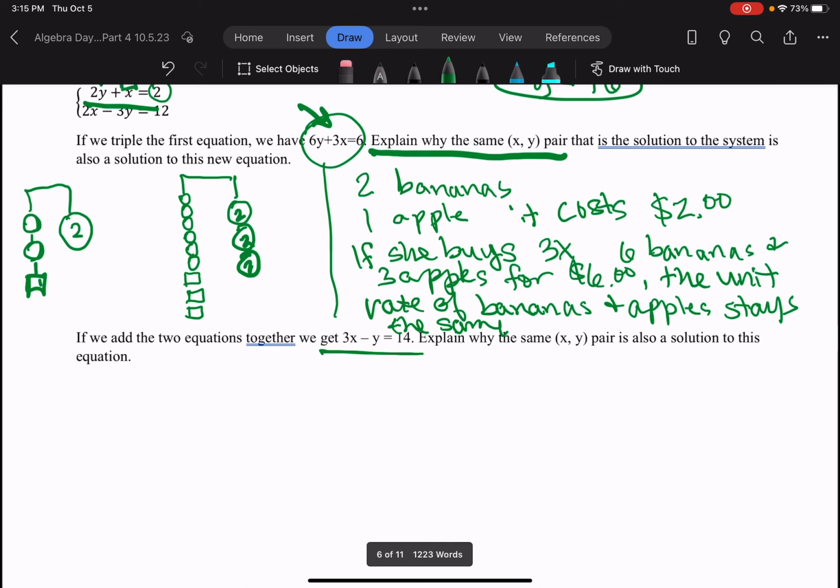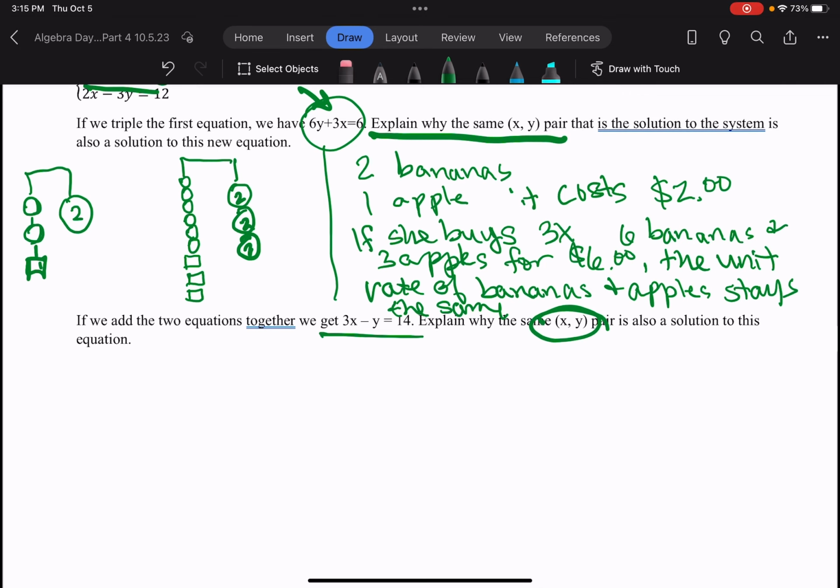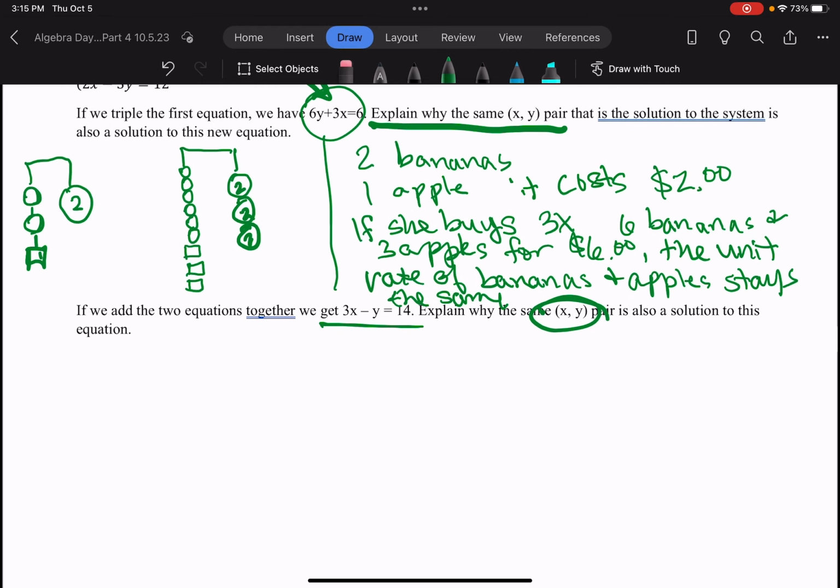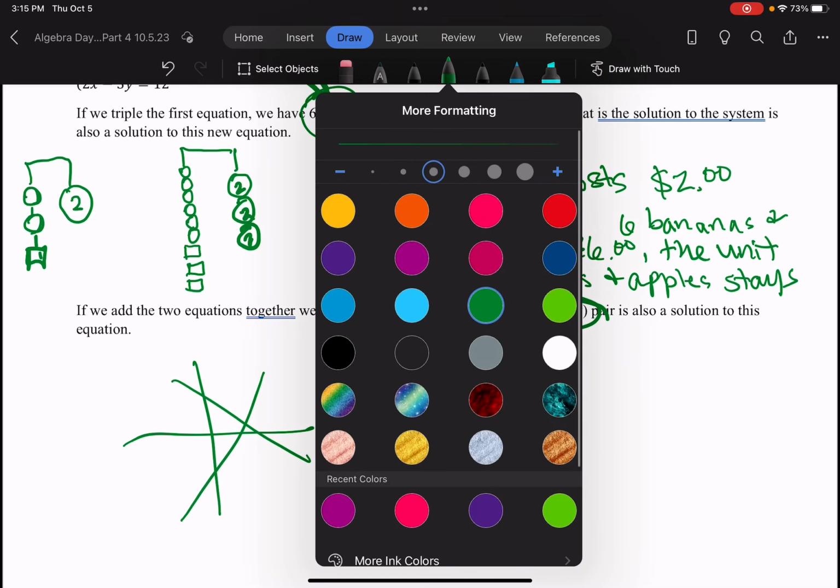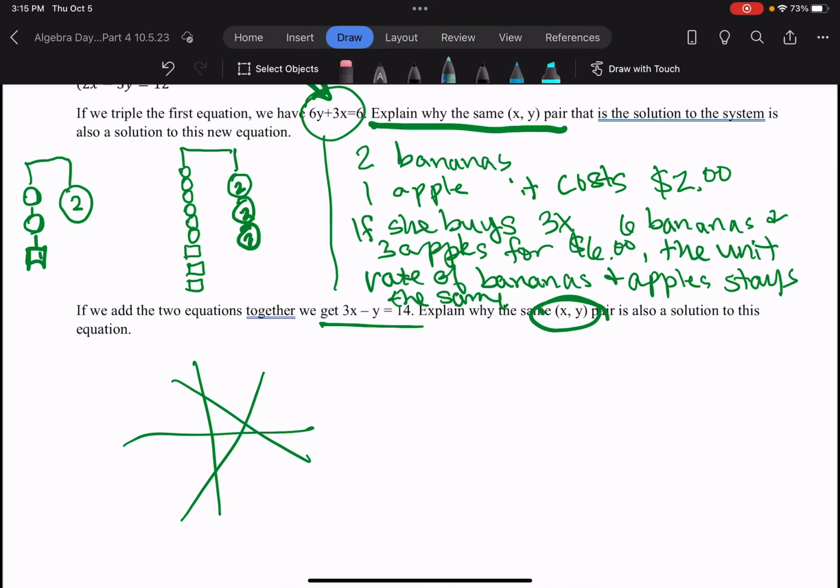All right, for this last one, it says, if we add the 2 equations together, we get 3x minus y equals 14. Explain why the same xy pair is also a solution to this equation. The easiest way to explain this is if we were to graph the first 2 equations, they would intersect. This is not necessarily the graph, but this is an example, okay? If we were to graph these 2 equations, they would intersect at a point, and that would be the solution. If we graph the resulting equation, then we will get another line that intersects and therefore has the same solution.